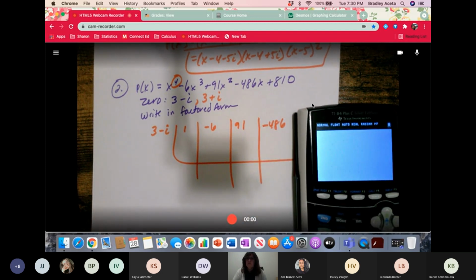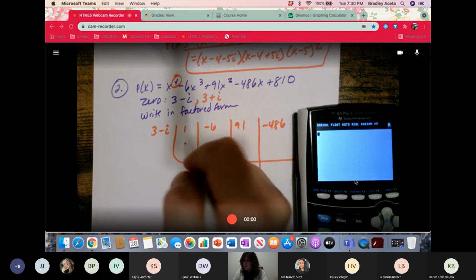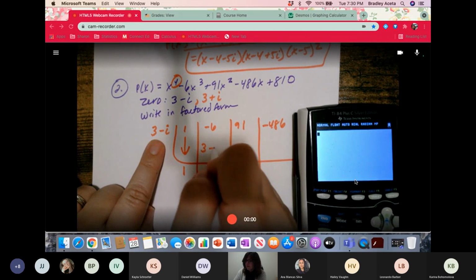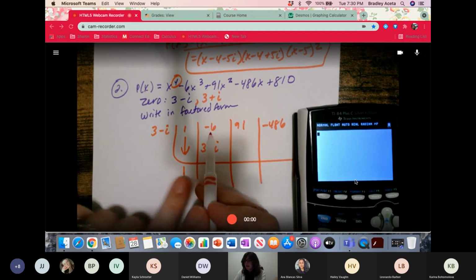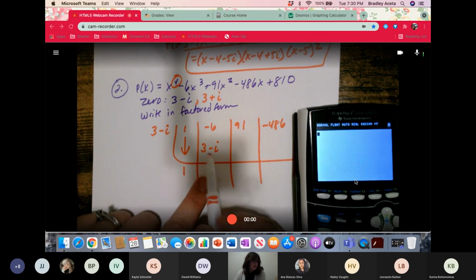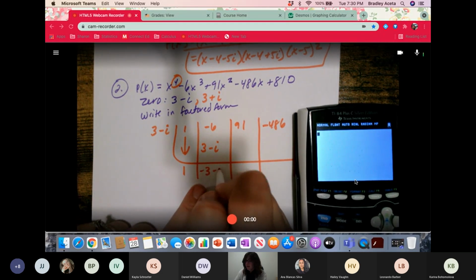So let's see. Move that out of the way. Drop this down. 1 times 3 minus i is 3 minus i. Now add these together. Negative 6 plus 3 minus i would be negative 3 minus i.